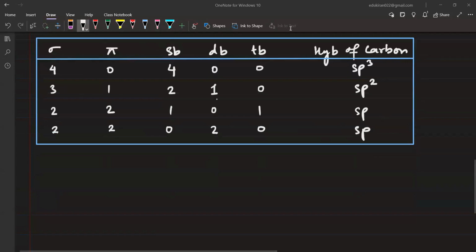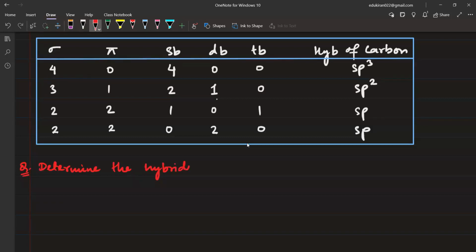Done? Okay. Write a question. Determine the hybridization of each carbon atom in the following.